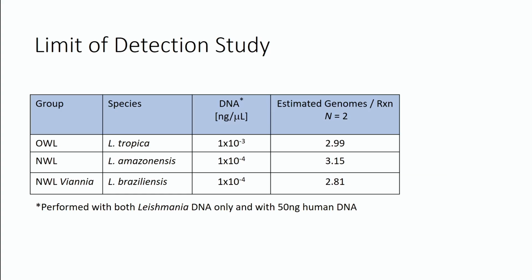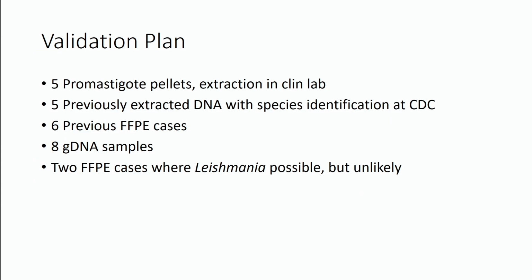Limit of detection is extremely good. So we have some more replicates to do, but we're getting down to 2 or 3 genomes per reaction. And I think our validation plan is interesting. We've been able to bank some DNA where we've been able to identify incidentally Leishmania in the clinical lab. We'll also send some of our promastigote pellets through our extraction process.